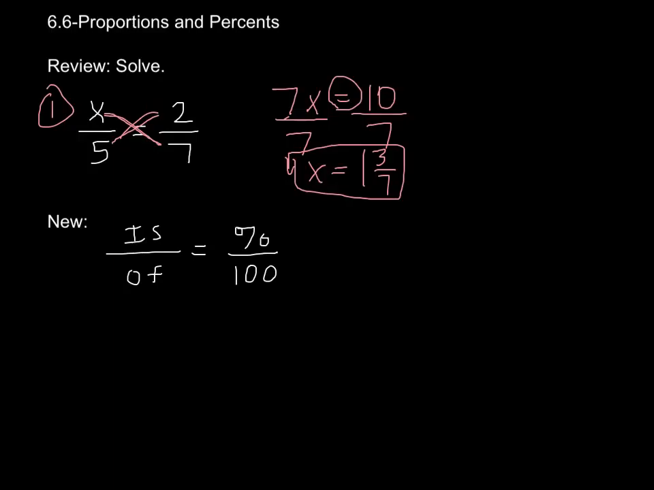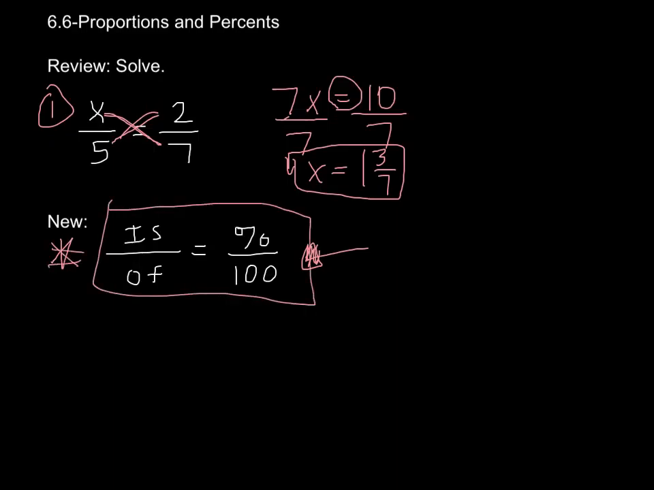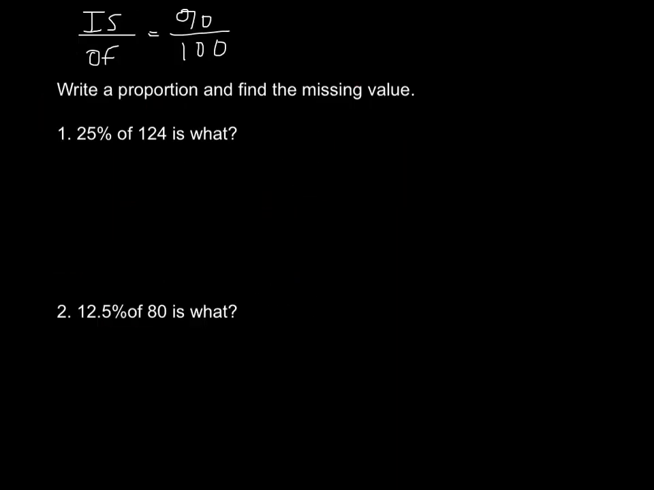So now we have something a little bit different, where we have to put is on top of of on the bottom equals percent over 100. This should definitely go in your notes. Put a star by it. Put a box around it, because that's what we need to know to solve all of our problems. So I brought it up here on top again so that we can use it to solve.